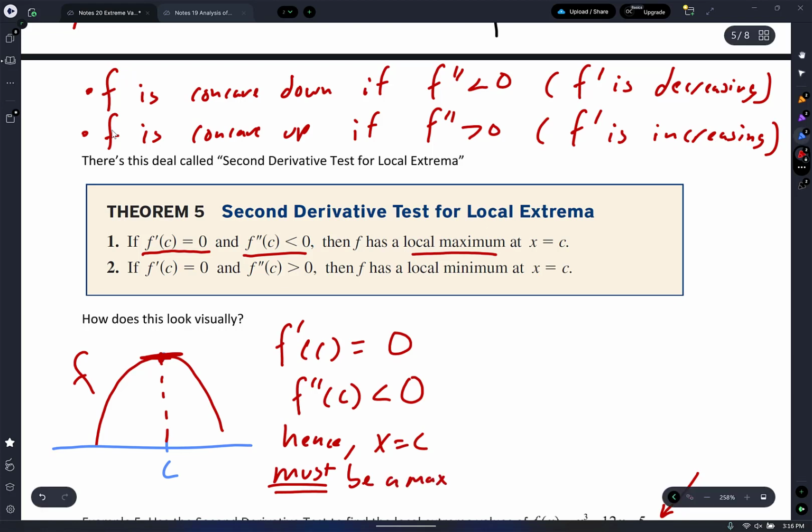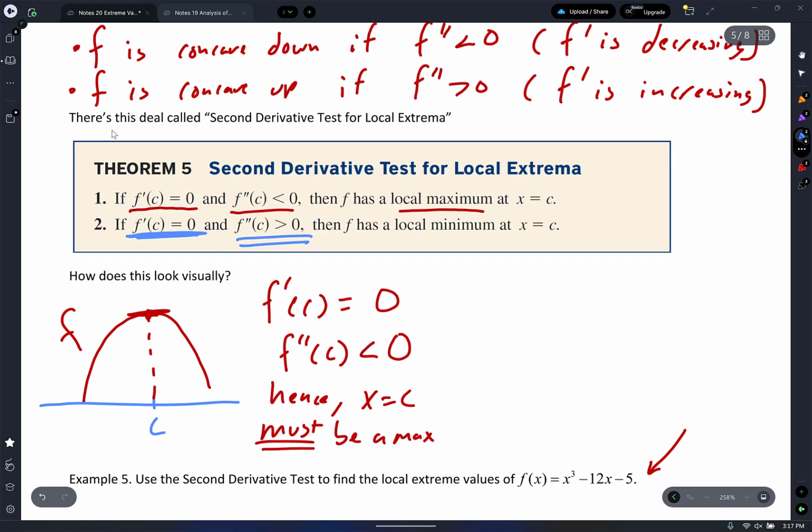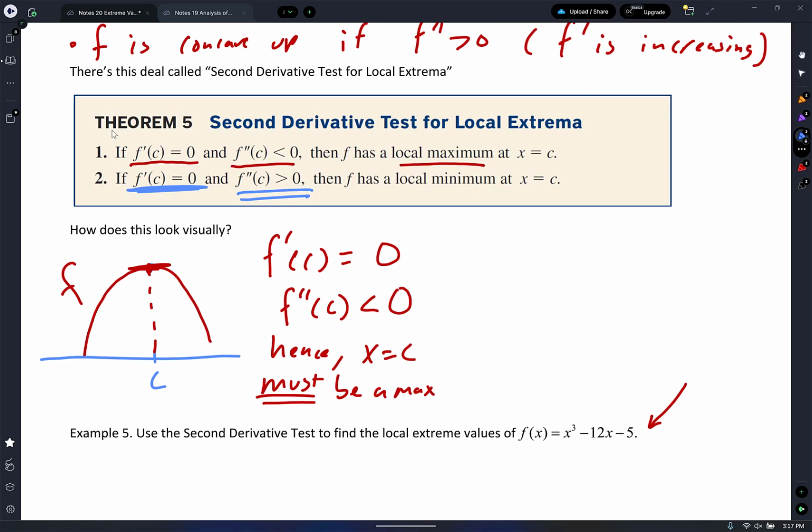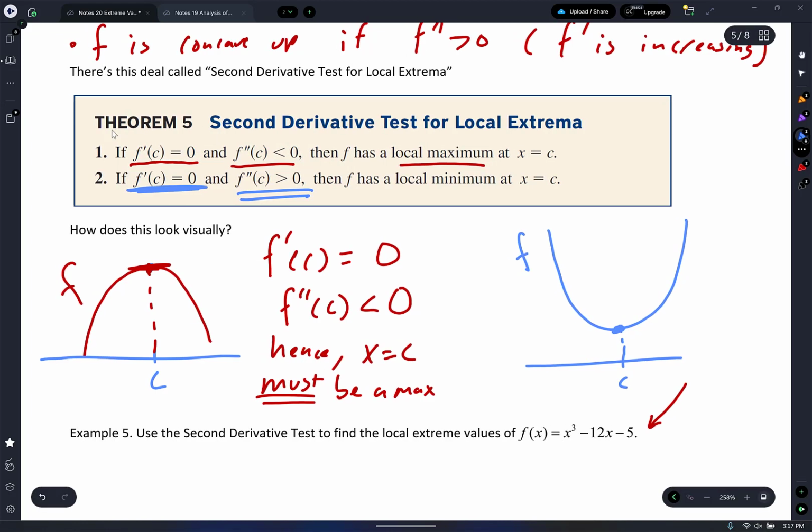And let me change colors. I'm going to try to color code it. Look, if I have a critical point, and I am concave up at that critical point, then it must be a min. Why? Because think about it. You're concave up, and you have a horizontal tangent. So it looks like this. Here's my point C. And check it out. Is this concave up? Yes.